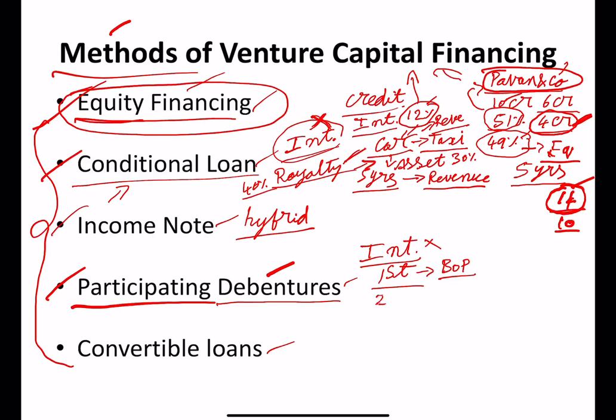And then the next, second phase. The second phase is the initial operations phase. Slowly I am crossing my BEP and starting to earn profits. In this case, I have to pay low interest. Because I started making profits, I crossed BEP, slowly I'm earning profits, I will pay low interest.